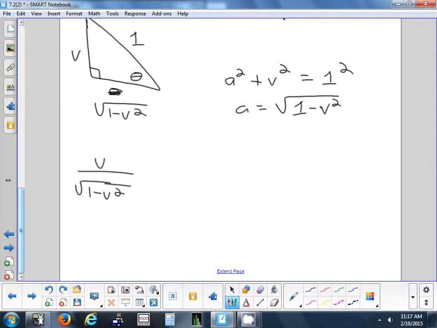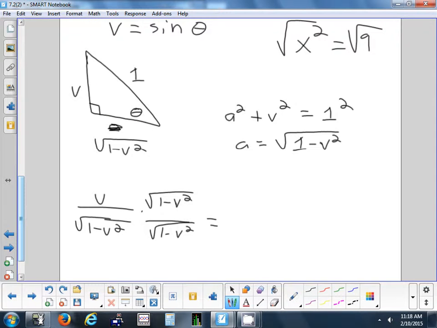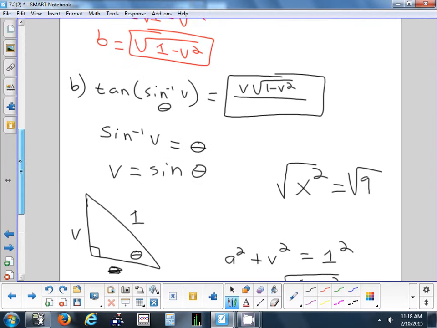Okay, now algebraically that is correct. The only thing they might do is clean it up and get the square root out of the bottom by multiplying top and bottom by square root of 1 minus v squared. Okay, so our final answer, we're going to get v times the square root of 1 minus v squared divided by 1 minus v squared. Okay, again, so there's an algebraic formula to take the tangent of the inverse sine.